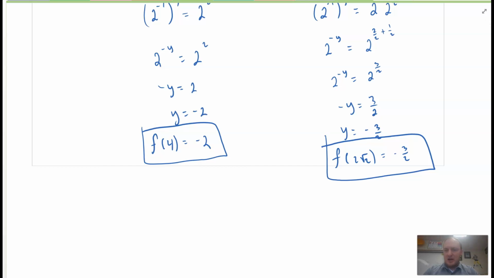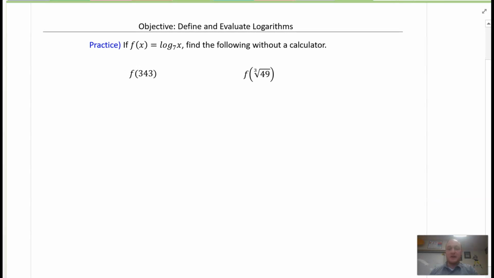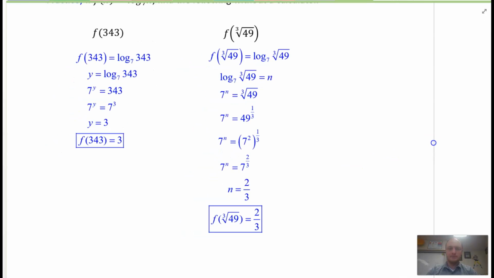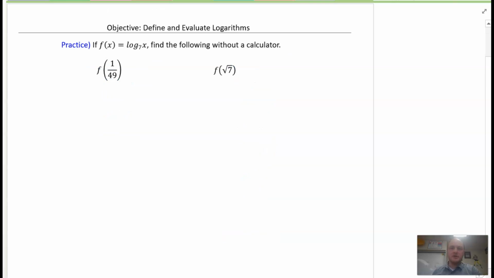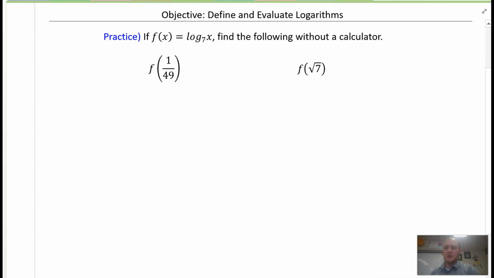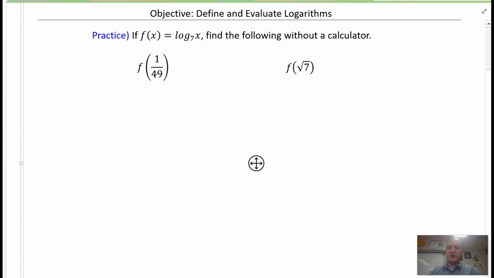I have a couple of practice examples for you here, if you would like to try them. Definitely try the square root of 49. Try that one. And hopefully you've done that. Here are the solutions. And then one more set of practice problems if you're interested. Here you go. And then here are the solutions.